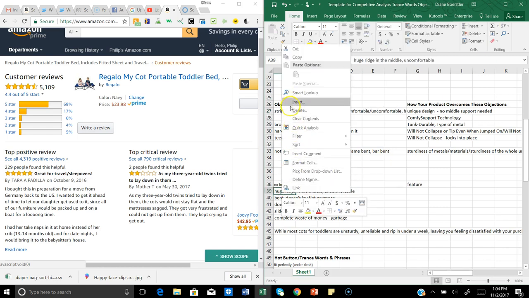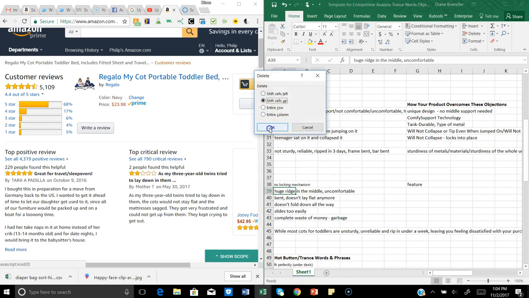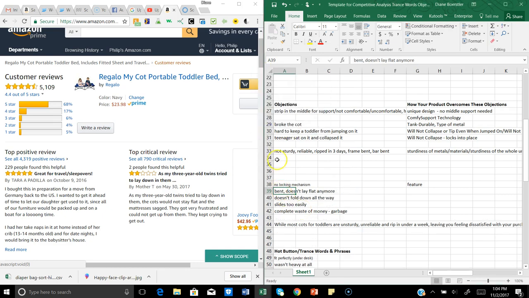You want to focus on that. Let's see here, shift cells up. Bent does not lay flat anymore. That's about the sturdiness, right? But we can't just say it's ultra sturdy and it's ultra durable. We have to talk about why it's ultra sturdy, why it's ultra durable, and why that's important, and why that solves their problem, and why other competitors aren't, and how other competitors aren't, right? And we'll get to that as we're writing the copy, but just something to remember. We always have to justify.